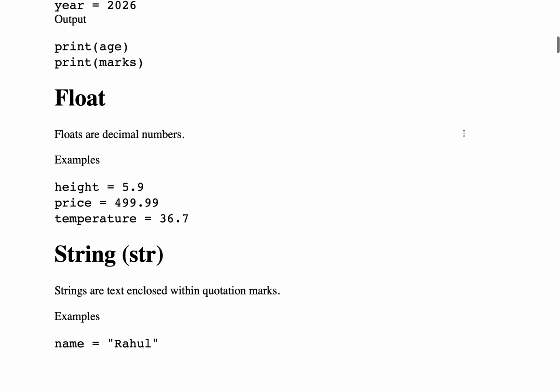So next we have float. The next data type is float. A float represents a number with decimal points. Examples are price equal to 199.99, height equal to 5.9, temperature equal to 36.5. Each of these values contains a decimal point. Let's print one. Price equal to 499.99. Print price. The output will be 499.99. Floats are commonly used when precision is required. For example, product prices, body temperature, weight, height, percentage, interest rates, and many scientific calculations. If your value contains a decimal point, Python automatically stores it as a float.